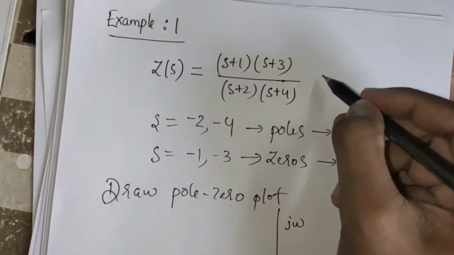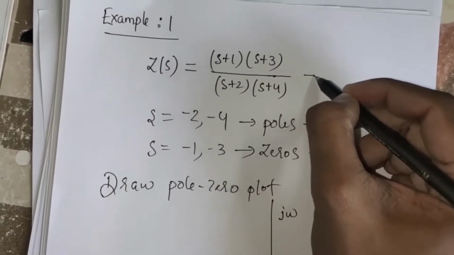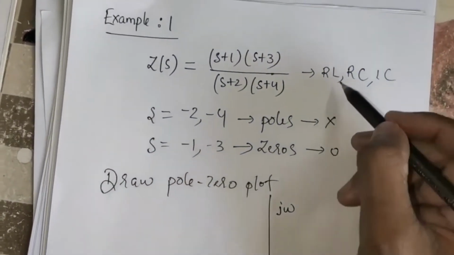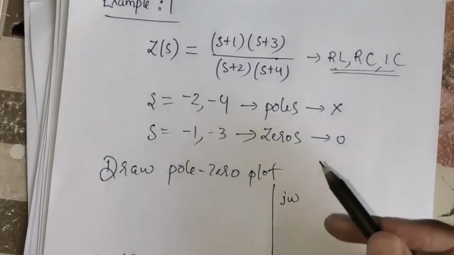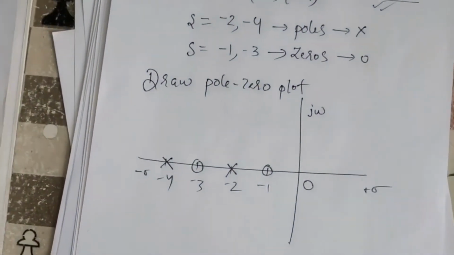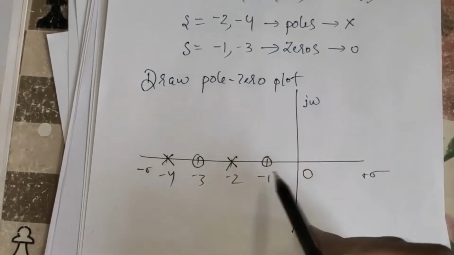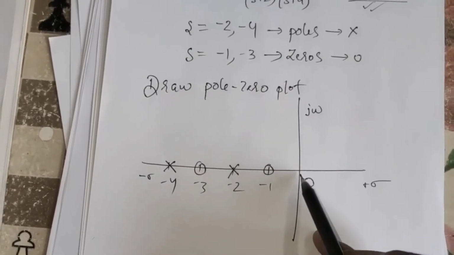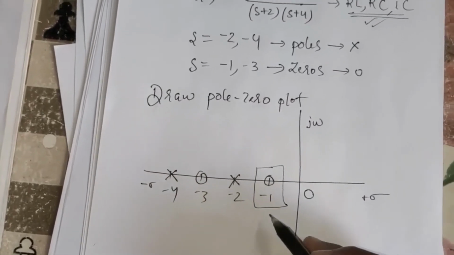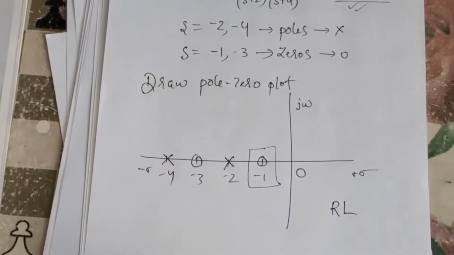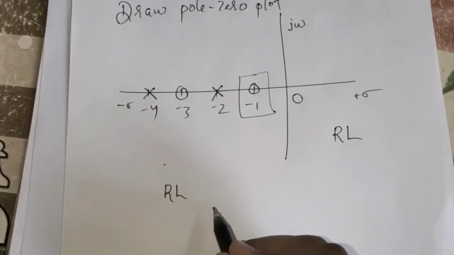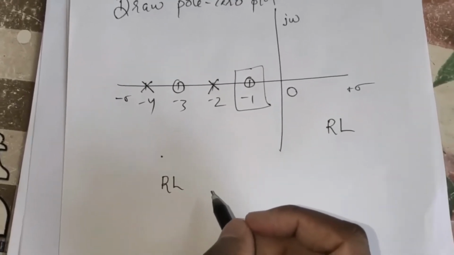After drawing the pole-zero plot, first we have to identify whether this given function belongs to RL or RC or LC. That is the first objective of solving this problem, and it can be obtained by drawing the pole-zero plot. We can see that near the origin we have a 0. If we have a 0 near the origin, then this is referred to as an RL function.